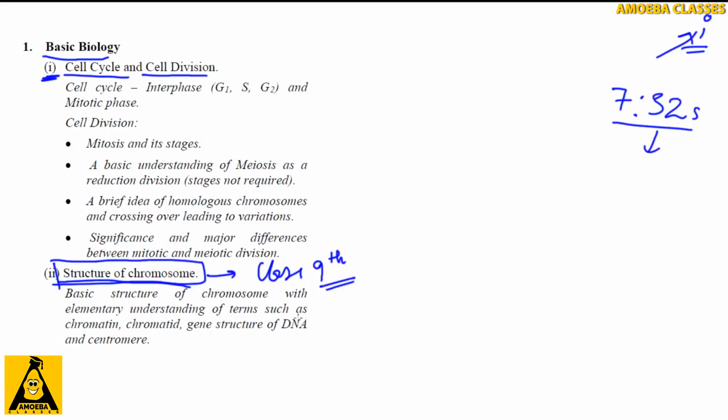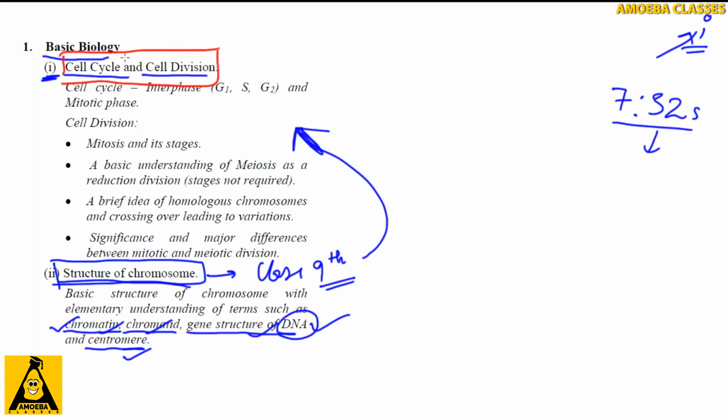In your class 10th, we have to study the basic structure of chromosome with an elementary understanding of the terms, such as chromatin. We should know what chromatin basically is, what a chromatid is, the gene structure of DNA, that means we have to learn the structure of DNA, and the part called the centromere. So 1, 2, 3 and 4. These 4 things we have to understand very properly, so that we can begin with the main content of the chapter, that is cell division and the cell cycle.